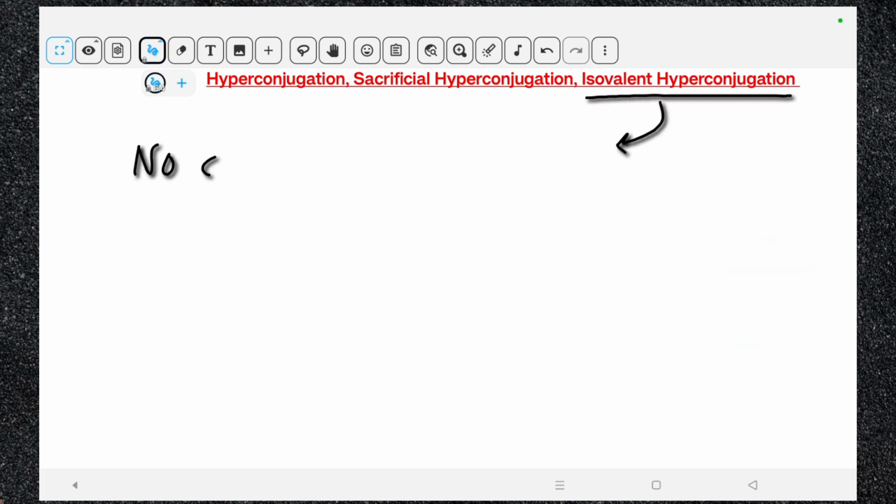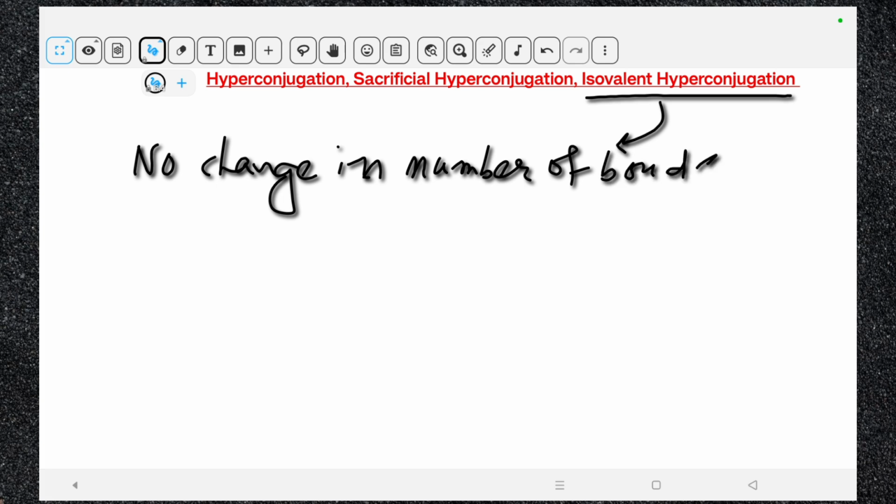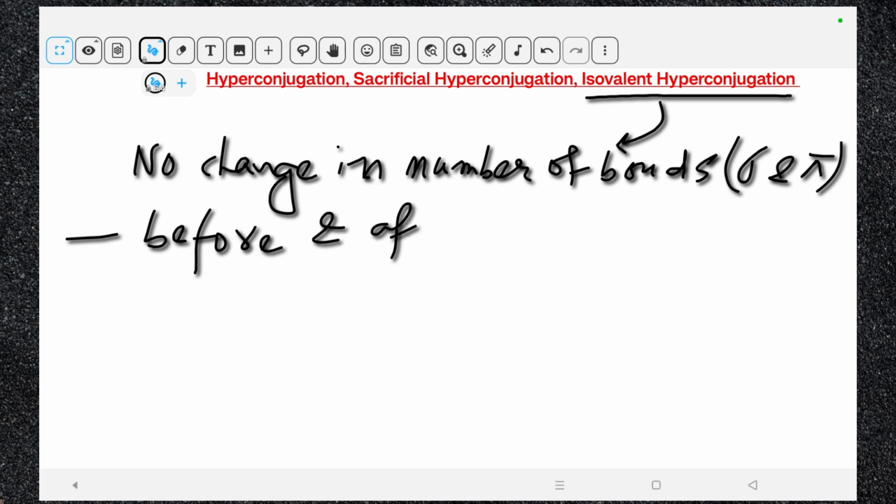Now, we will know about isovalent hyperconjugation. In that case, the total number of bonds remains the same in the original structure and the hyperconjugative structure of the species. This type of hyperconjugation is observed in carbocations.